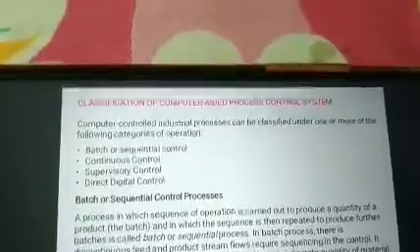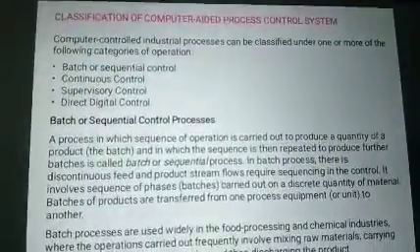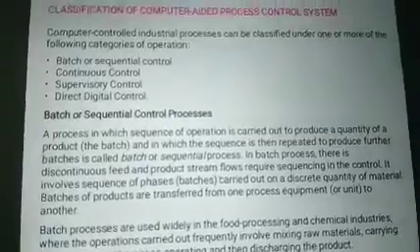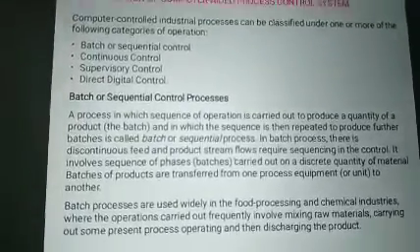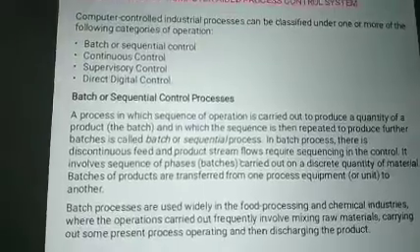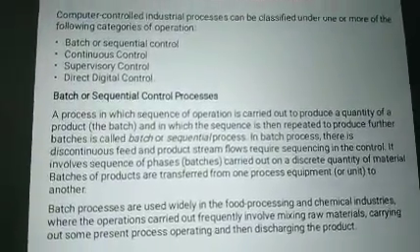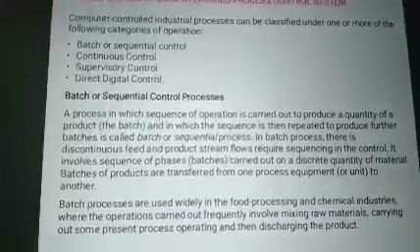Now any industrial system, or any process that we implement in real time, can be classified under one or more of the following categories of operation. The first one is the batch control or the sequential control. Second being the continuous control. Third, the supervisory control. And fourth is DDC or direct digital control.